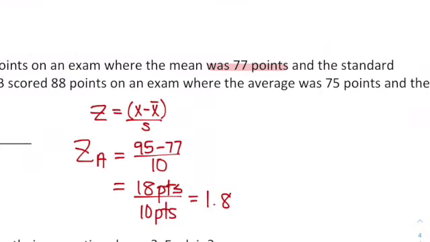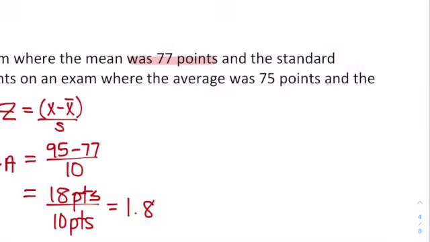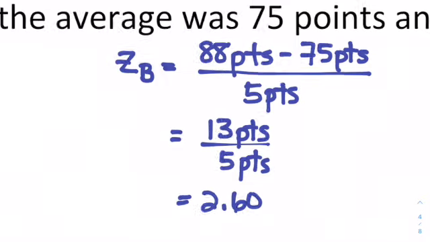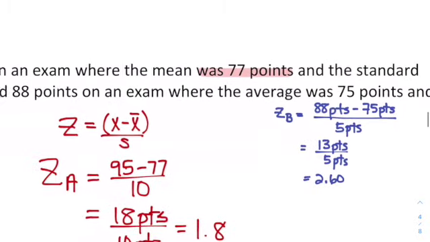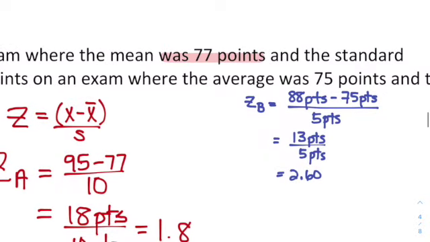My z-score for student A is 1.8. Notice the points and the points, top units, bottom units, they cancel out. They just give you a value of 1.8. So that means student A's score is 1 plus 0.8 standard deviations away from the mean. Okay. You try student B. Okay, so I got 2.6 for the z-score for student B.